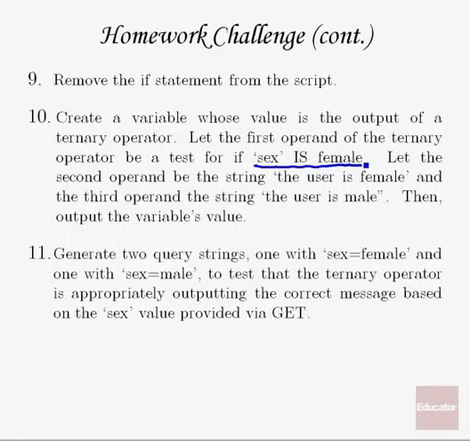And when you do that, remember that if the test condition of a ternary operator, the first operand, is true, the second operand is output, and if it's false, the third operand is output. And the way you can test this is by generating 2 query strings, one with sex equals female and one with sex equals male. Run this script with both of these query strings and make sure that you get the correct message output. When you provide sex is male, you get an output that says user is male. When it says sex is female, you get the output that says user is female.